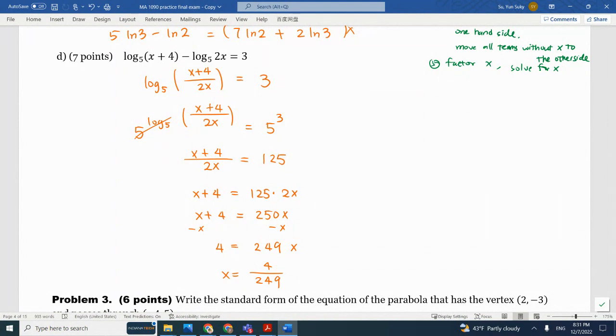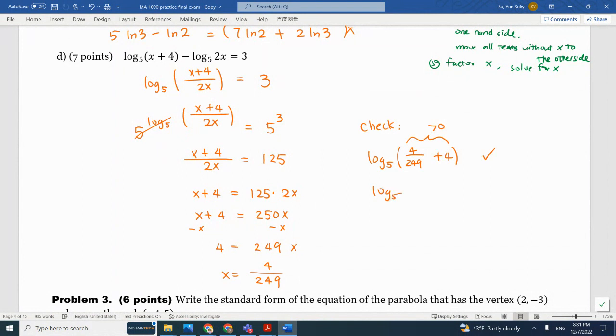Okay? And because here the problem has log, when you have log, you need to check your work. Okay? So let's plug in the log expression. So log 5, x is 4 over 249. Right, everybody? We have x plus 4. So you can see this thing inside is positive, so this is okay.